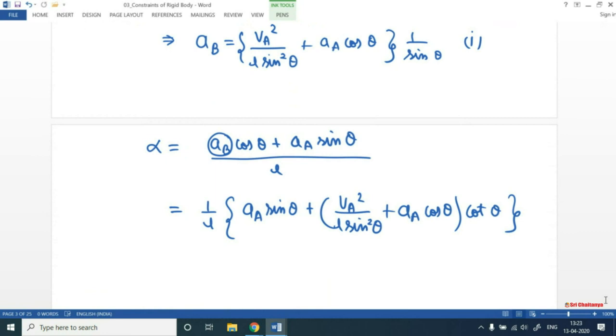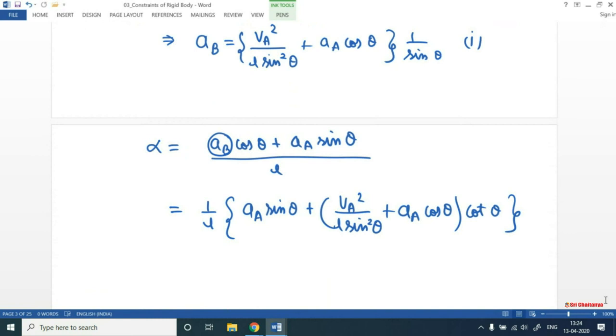Let me state again that whenever we are finding out the angular velocity or angular acceleration of a rigid body, we do not need to mention about which axis we are finding it, because those physical quantities, angular velocity and angular acceleration, will be the same about any axis passing through the rigid body. Okay, so here we learned about the rigid body constraint.